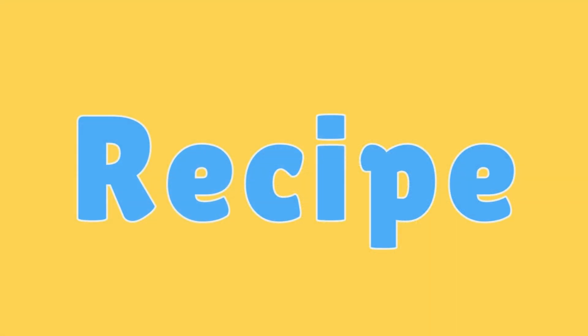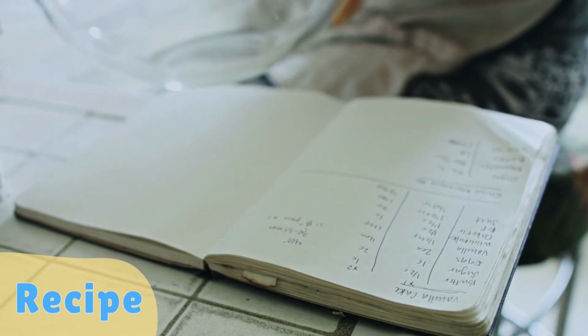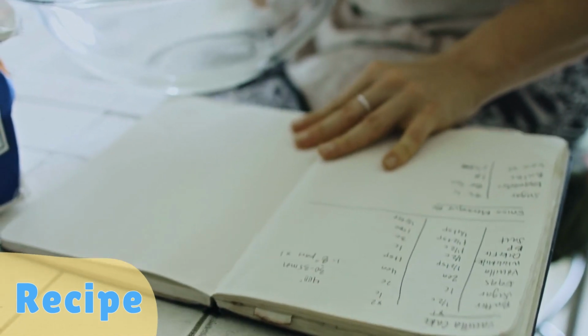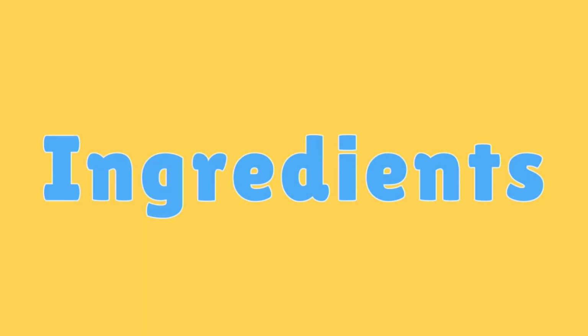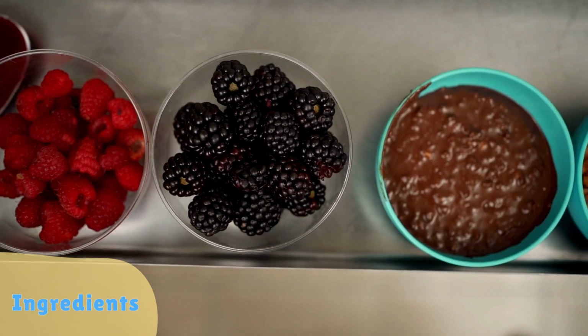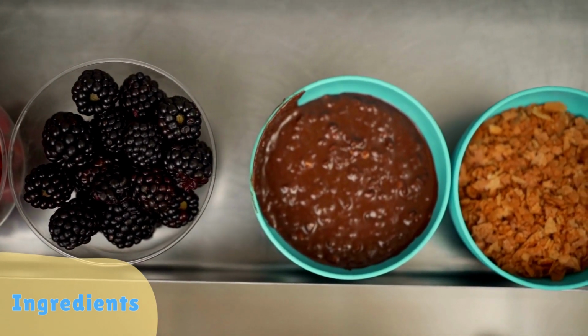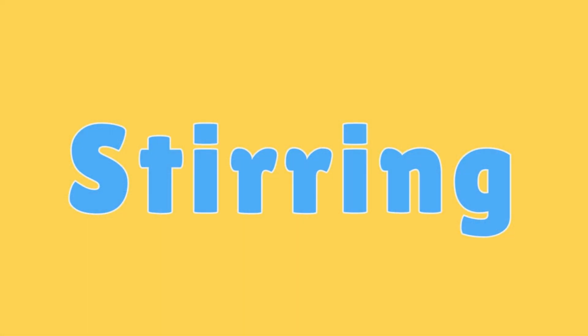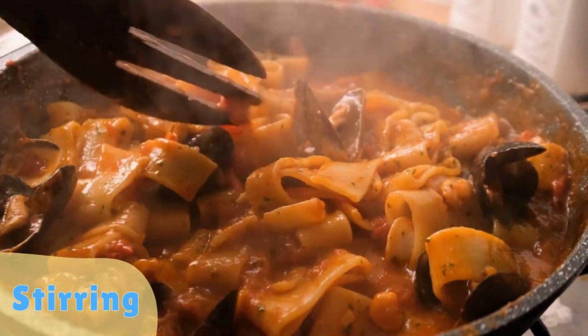Recipe. A set of instructions for preparing a specific dish. Ingredients. The substances or components used in a recipe. Stirring. Mixing or agitating a substance with a spoon or utensil.